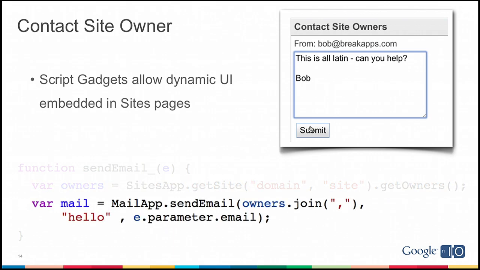And then in the second line, we join that array into a comma-separated string. We pass it to MailApp.sendEmail. We'll set the subject line to hello and the body of the email to e.parameter.email. And I'll show you where that comes from later on. But that's pretty much it. That will send an email to the site owners.